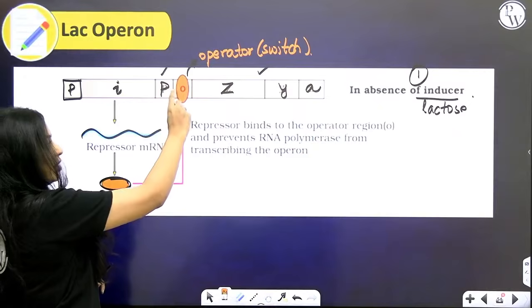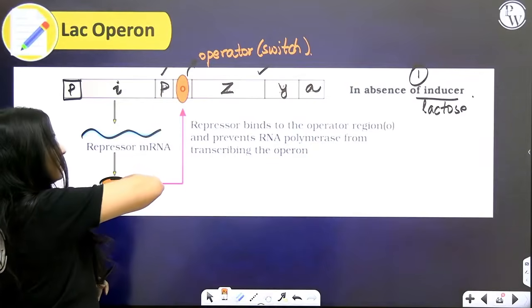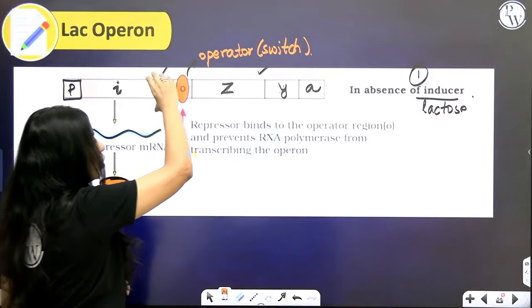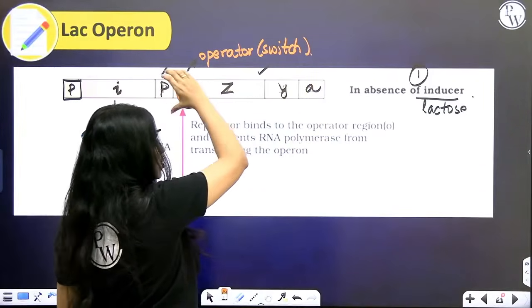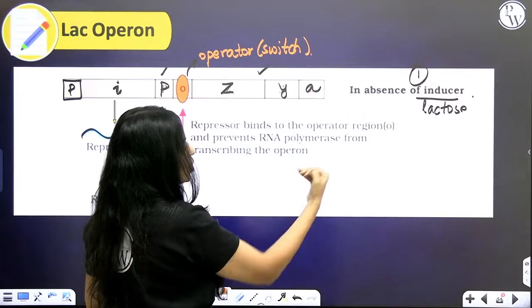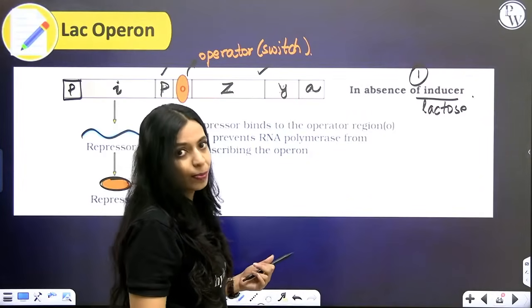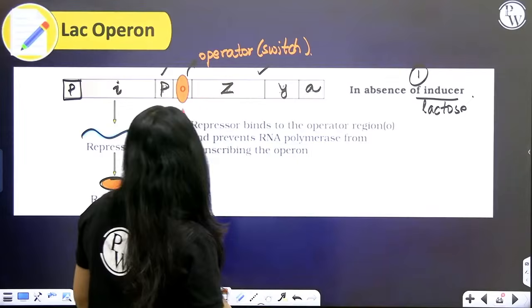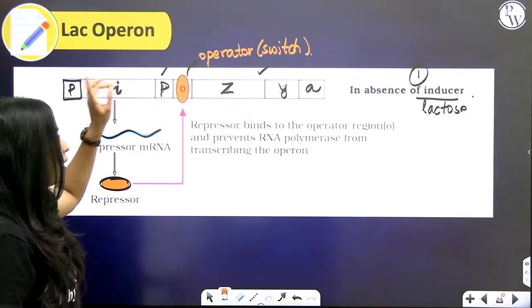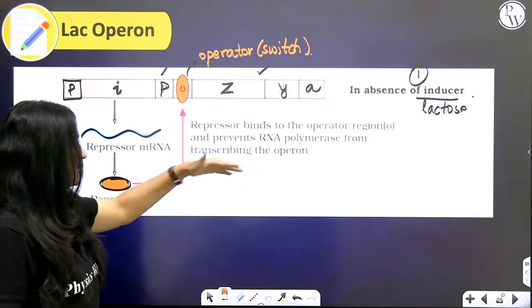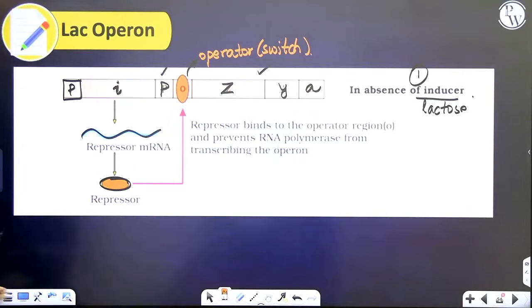If the operator is bound to the repressor, even though RNA polymerase comes and binds to the promoter here, it will not be able to transcribe the structural gene. If transcription itself is not taking place, then translation will not happen, enzymes will not be produced. So in the absence of lactose, this repressor will turn off the operon and make sure that these enzymes are not going to be produced.